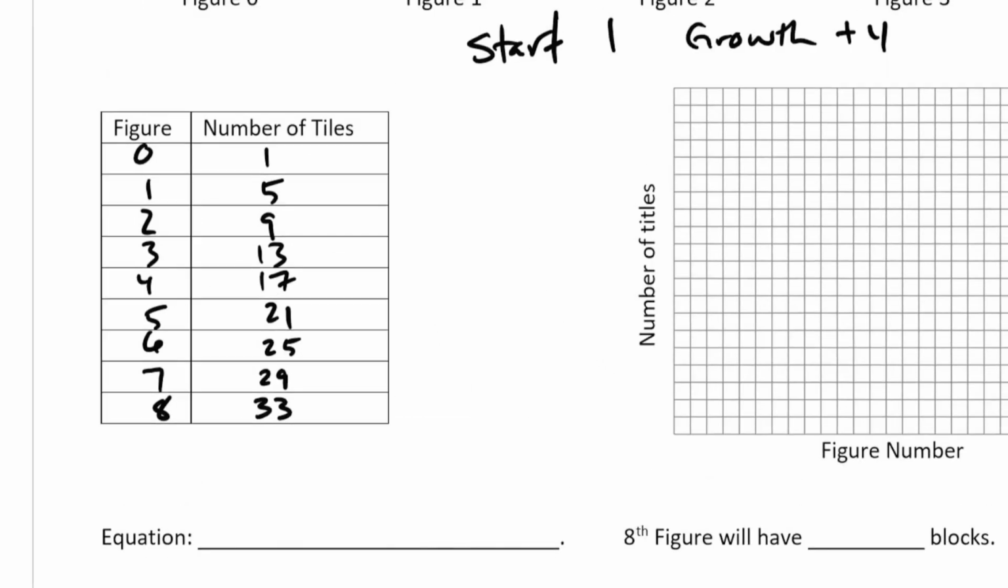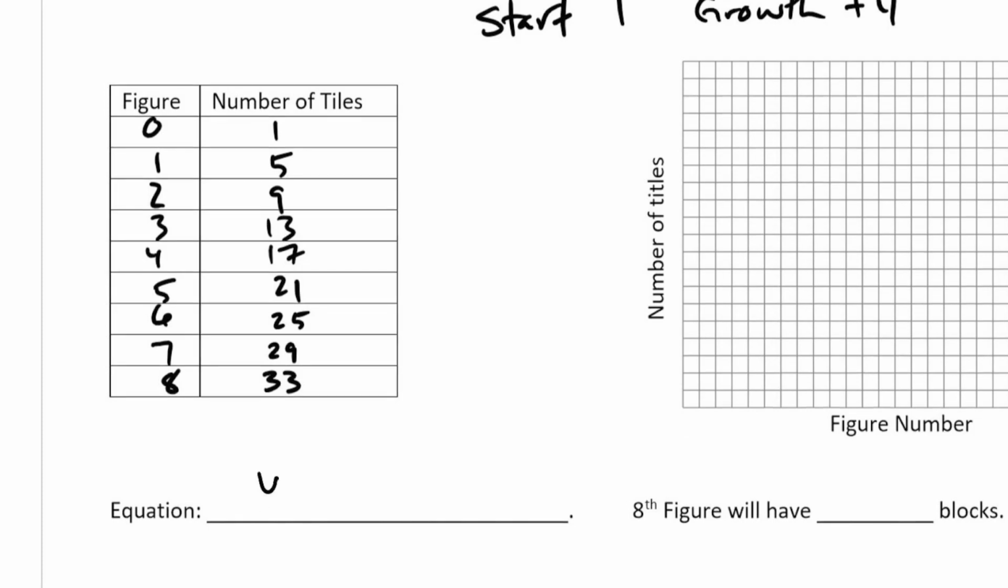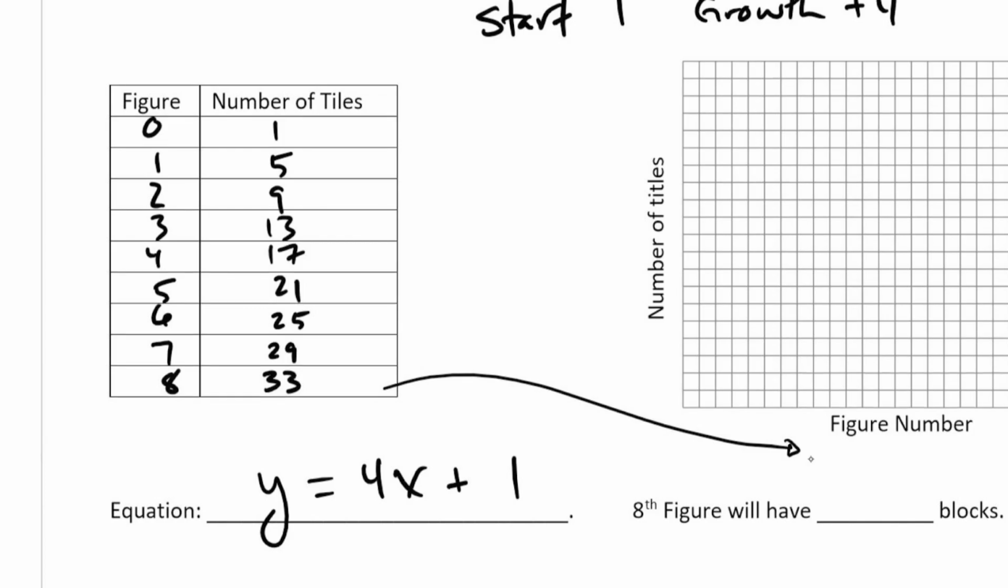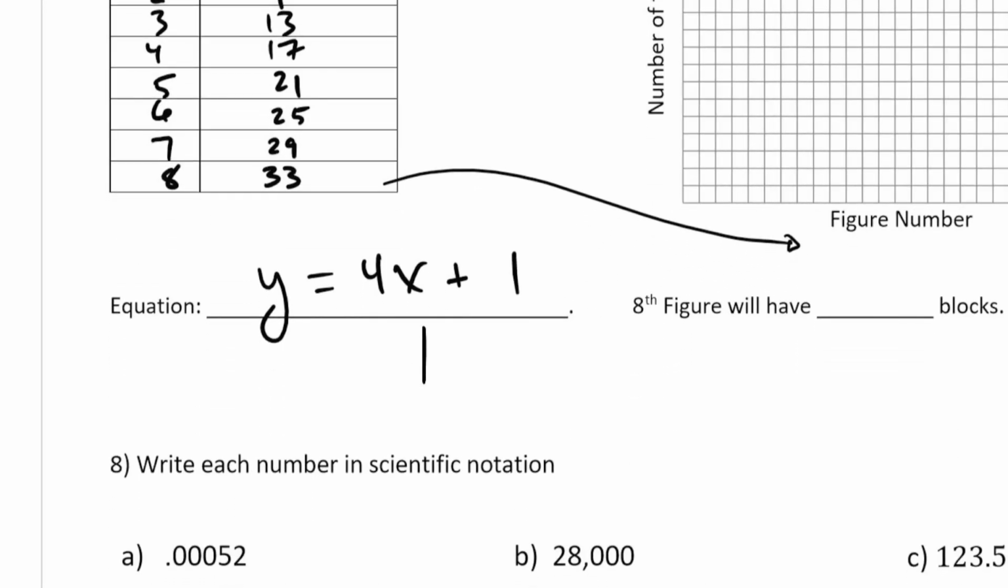The equation would be y, the number of tiles, is equal to 4 times the figure number plus my starting point at 1. The 8th figure, oh, I got it here, right? But also, just as a double check, if I put 8 into there, 4 times 8 plus 1, that's 32 plus 1, that is 33. So I can see I've clearly got that.